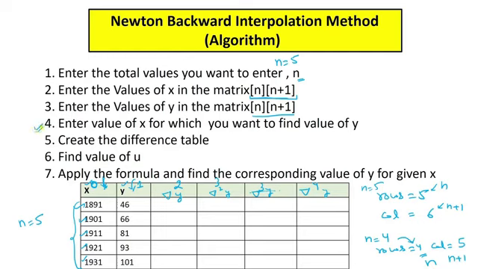After that, you will ask the user for the value of x for which you want to find the value of y. In our case, x is 1925. After that, we will create the difference table. Before applying the formula, we can find the value of u, and after applying the formula, we can find the value of y. So this is a simple algorithm. Let's see how we will write the pseudocode for it.